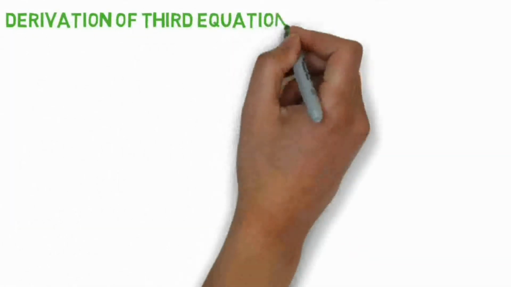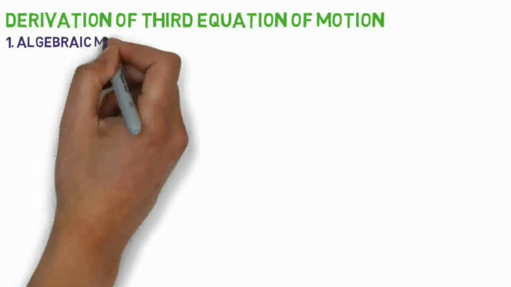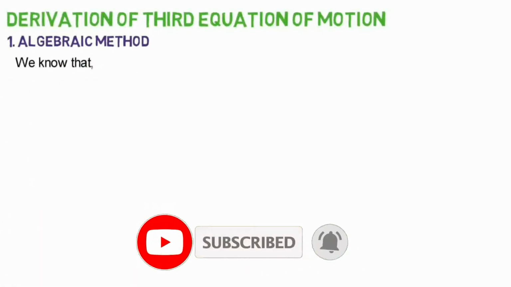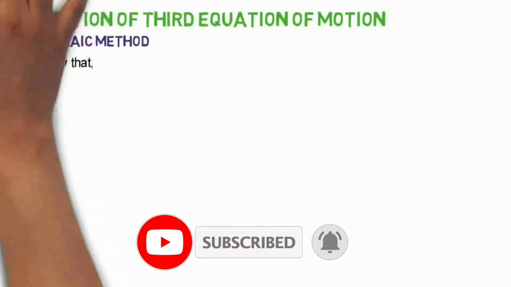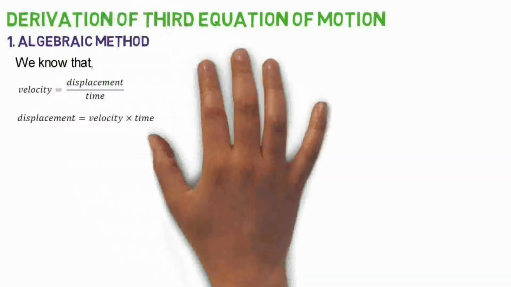In this video, we will discuss the derivation of the third equation of motion. In that, firstly we will discuss the algebraic method. We know that velocity is equal to displacement divided by time. By rearranging this equation, we get displacement is equal to velocity into time.